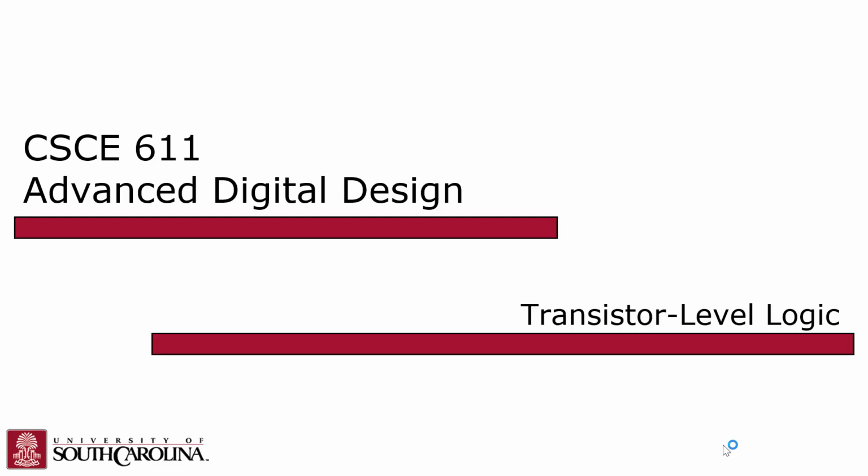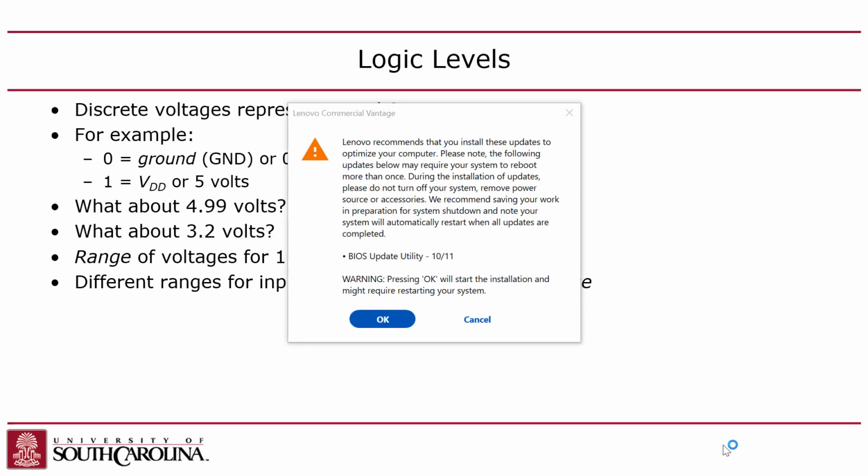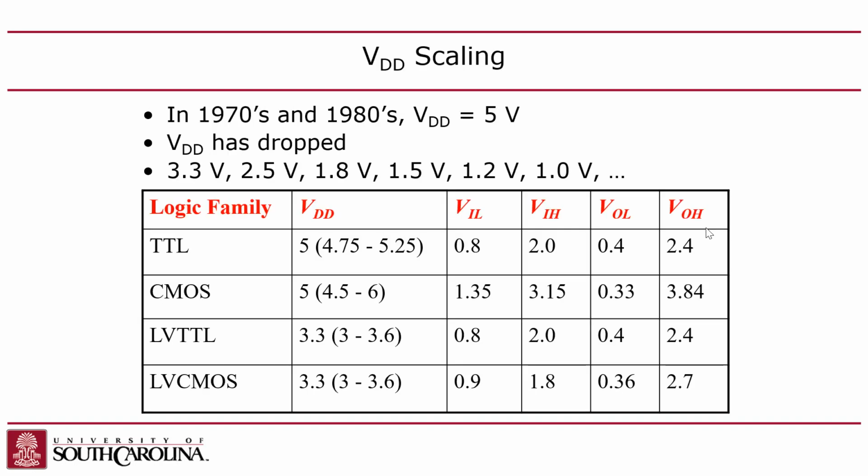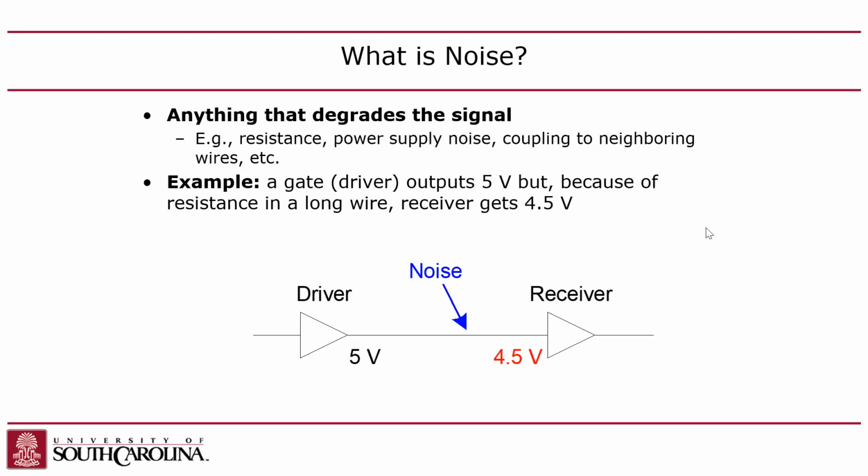Okay, so today I'm going to continue the lecture from last time. We were talking about transistor level logic or CMOS logic design. Just to briefly review, we started out talking about logic levels, basically voltage levels for representing a 0 and 1, and those voltages have tended to shrink down over the years. Then we talked about noise and noise margins.